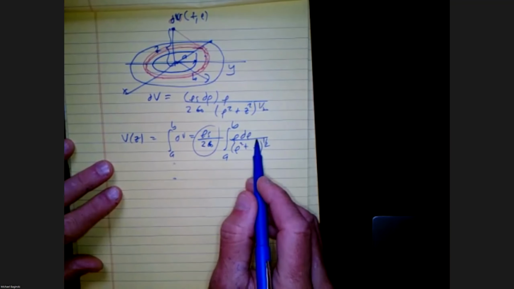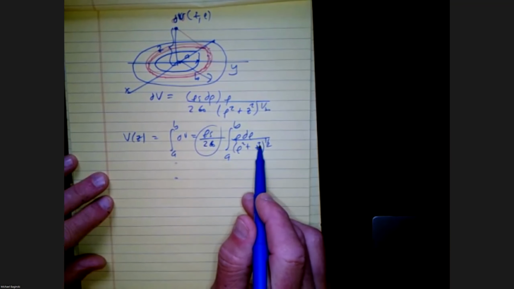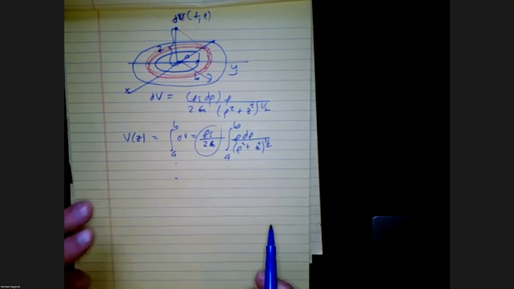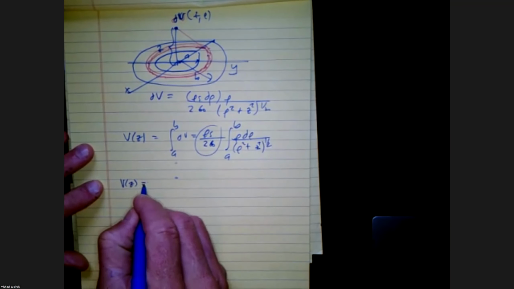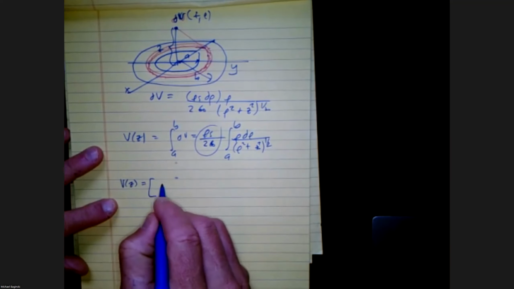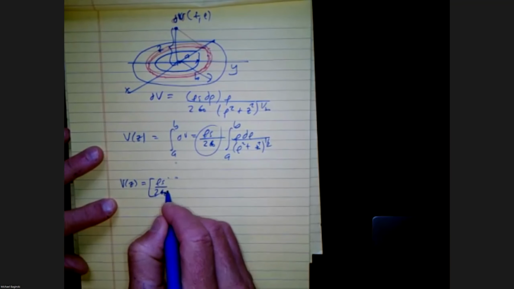So for this one, I don't know how Whitworth's book does it, but this is the easiest way. Once I have that, now I'm going to do the integral of this. And now here's what I'm going to do. I'll say that the V of z here, this rho s over 2 epsilon naught, whatever it is, just leave it alone.